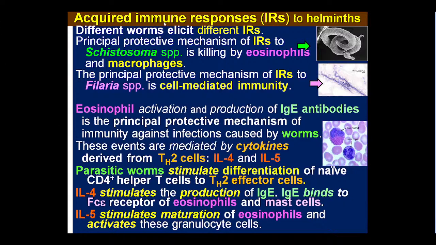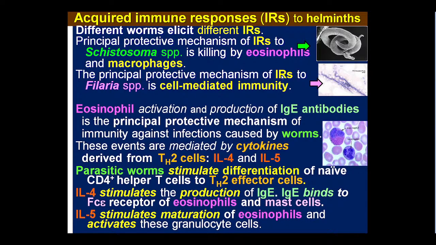Acquired immunity: innate immunity to helminthic organisms has a limited capacity. So the acquired immune response is associated with immunoglobulin E synthesis and involvement of eosinophils, mast cells, and basophils. For example, the principal protective mechanism of immune response to Schistosoma mansoni is killing of this organism by eosinophils and macrophages. Macrophages by themselves cannot kill, but in the context of eosinophils they can.